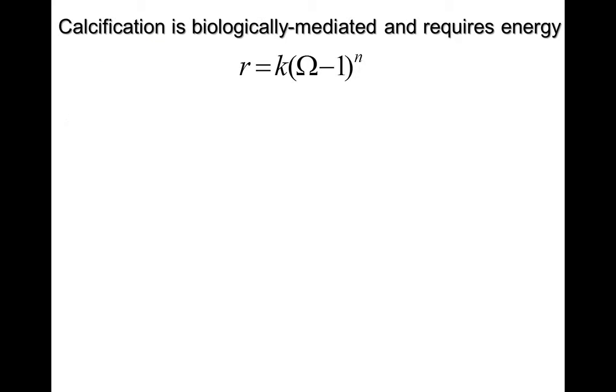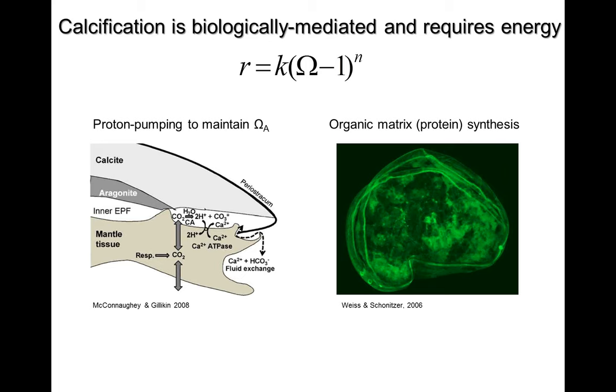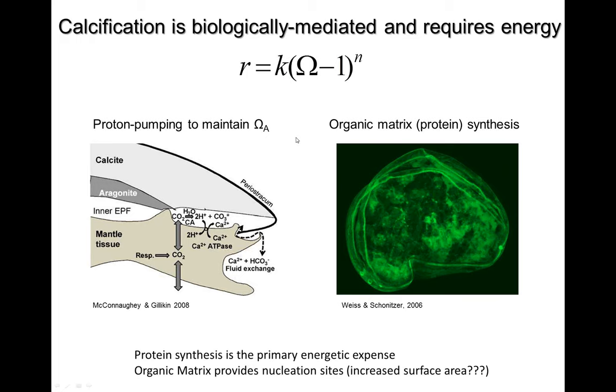So here's that rate constant again. And as I noted earlier, calcification is biologically mediated and requires energy. So there's really two ways to do that, as I noted before. One is to change or modify the saturation state, and that will help increase the calcification rate. And what we're positing right now is that the organic matrix is actually what's changing this rate constant. And the rate constant is really supposed to have terms of per area. And the issue is that we don't really have, at the moment, good estimates of true surface area of these calcification surfaces, which is something we're kind of working on.